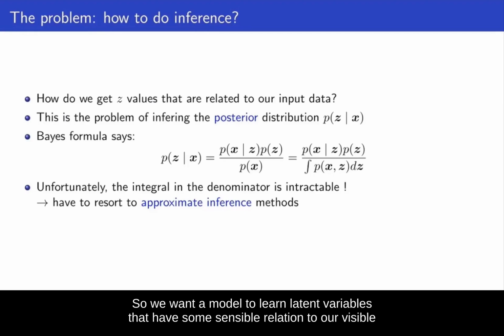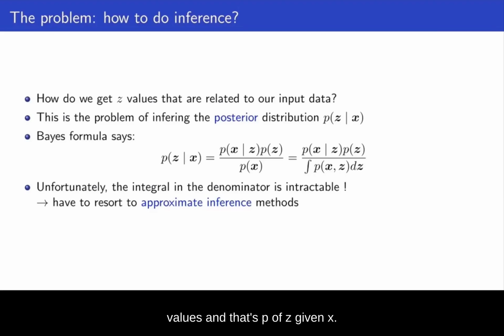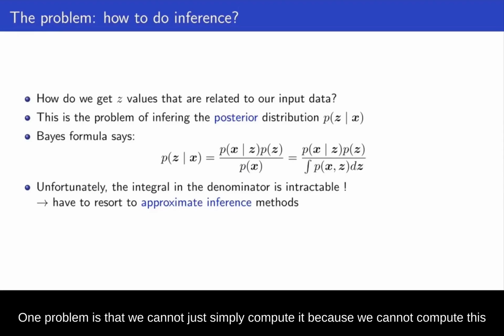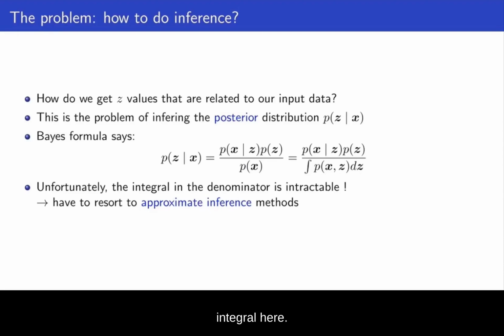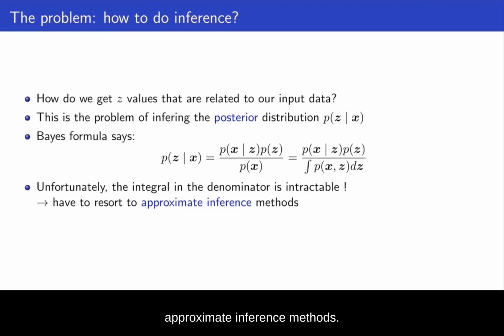So we want a model to learn latent variables that have some sensible relation to our visible data, and in order to do that, we need to train a model and we need to infer the posterior values, and that's P of z given x. One problem is that we cannot just simply compute it, because we cannot compute this integral here. So in order to be able to compute something that is reasonable, we will use the so-called approximate inference methods.